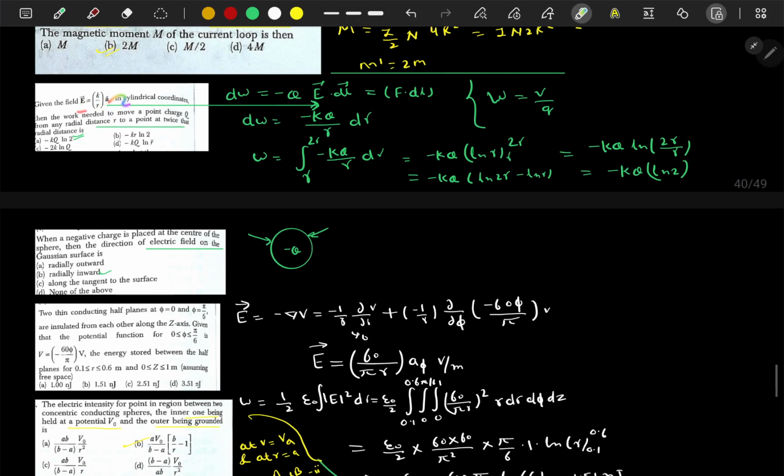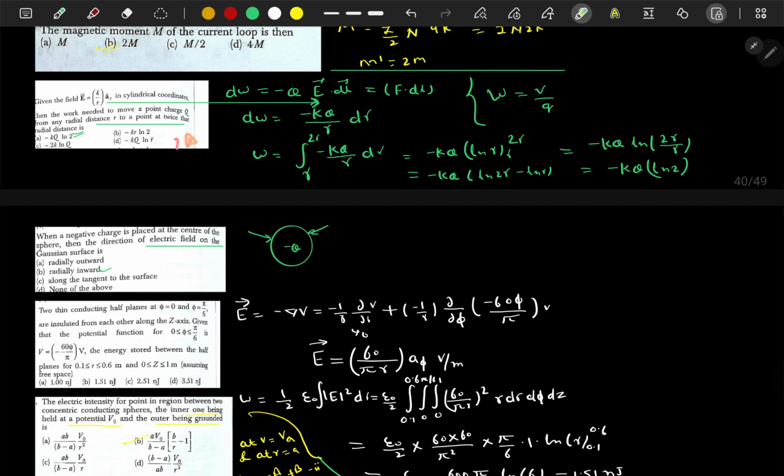Again same question. You are having an electric field. The work needed to move the charge: W equal to F dot dr and F equal to minus QE. And E is given to us. So just integrate from r to 2r, minus KQ by r dr, giving minus KQ log 2. Very easy peasy, and this type of question he may ask you.